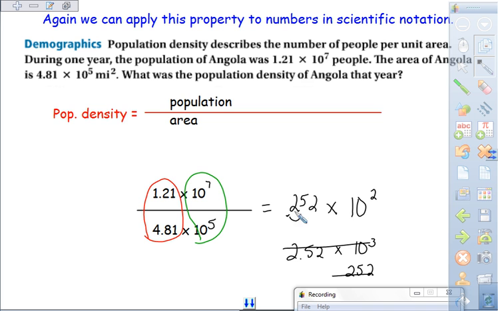If we go back to that original number, we want to move that 2, so this would simplify to 25.2 people per square mile. So that would be our population density.